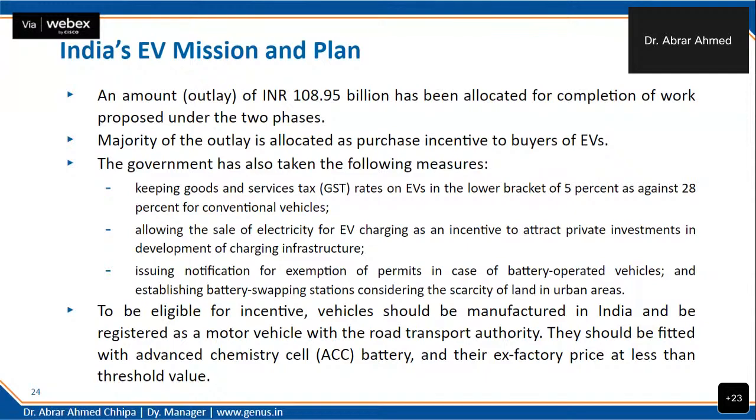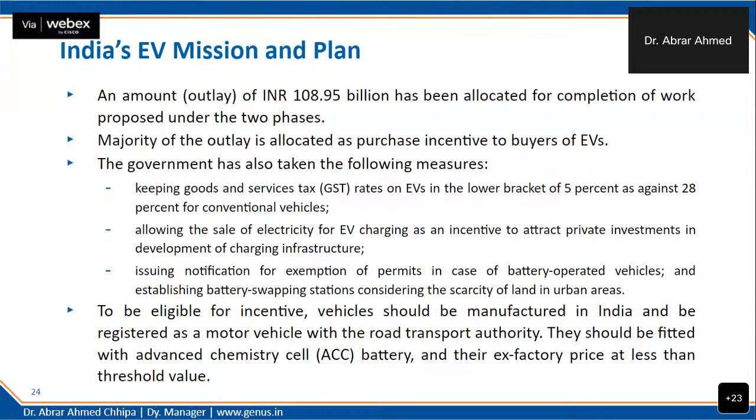So you do not need any permit to operate in the case of a battery operated vehicle. You are not required any permit to drive through any other cities. So the main requirement to be eligible for this incentive is that the vehicle should be manufactured in India and be registered as a motor vehicle.